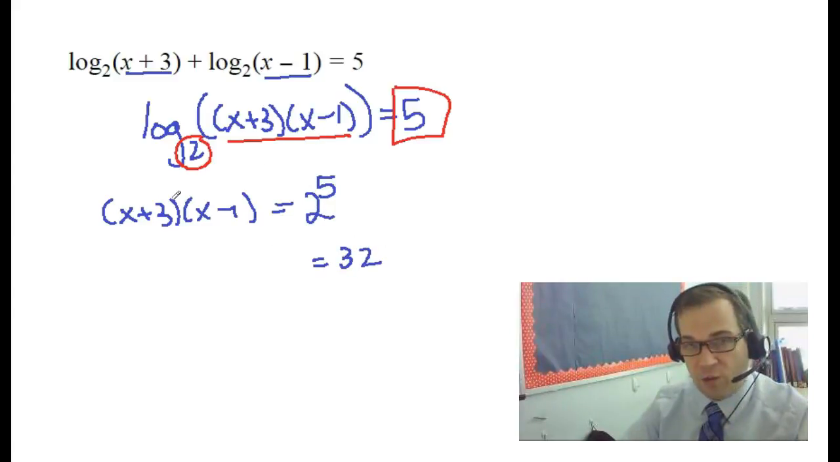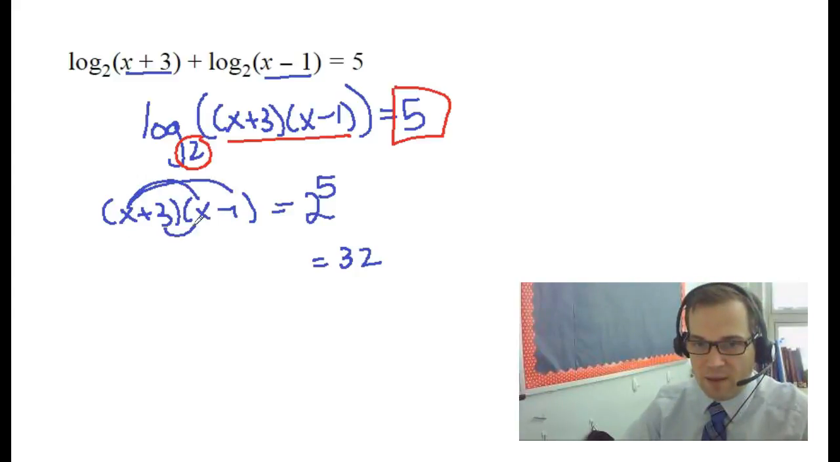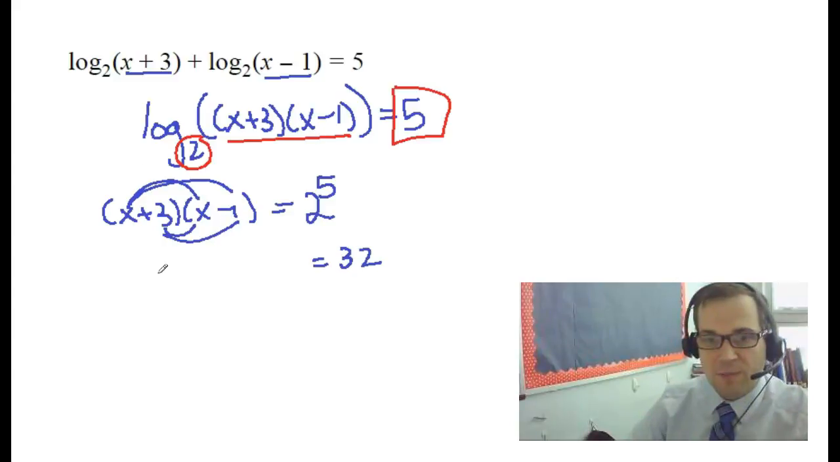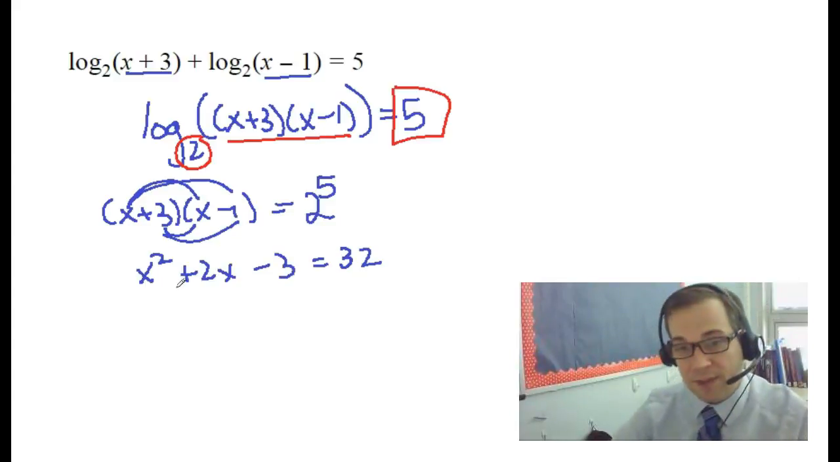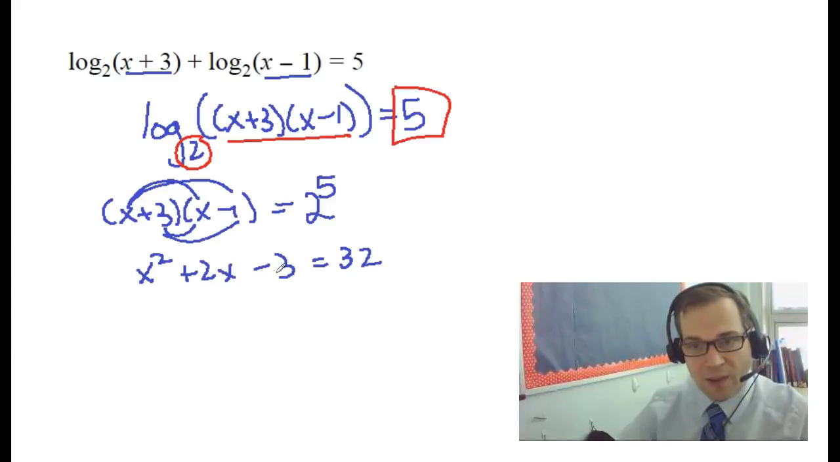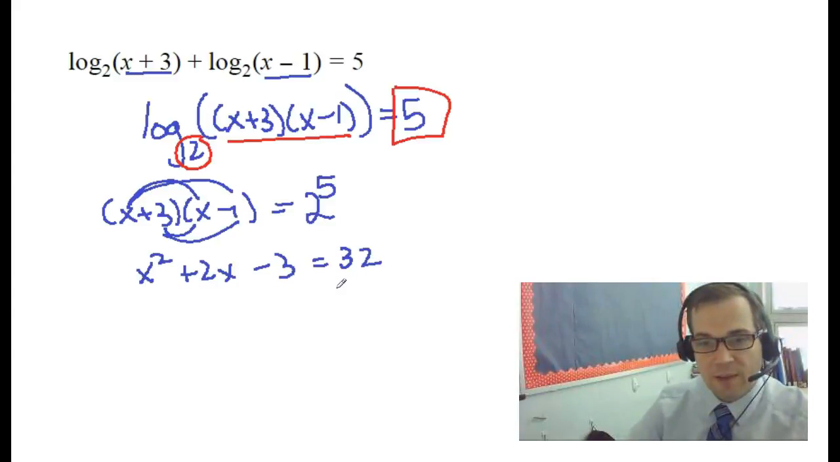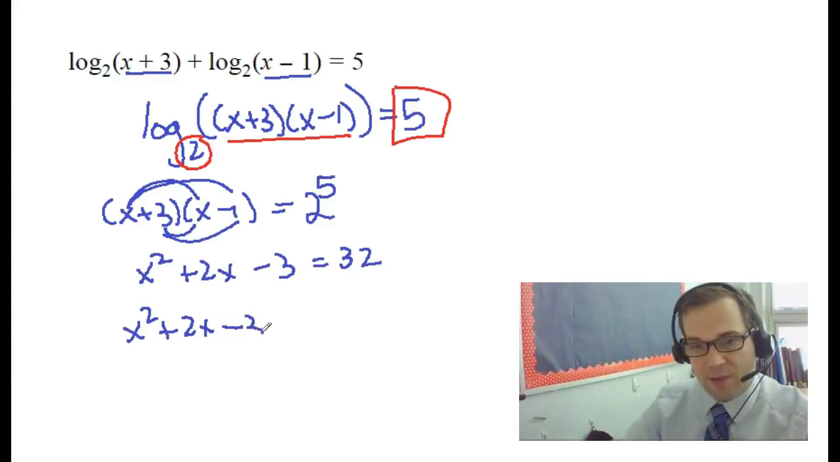If I then use my Algebra 1 skills to FOIL this out, x times negative 1, these together, combining like terms, blah, blah, blah, we should get x squared plus 2x minus 3 equals 32. This is a quadratic, so I will want one side to equal 0. I'll subtract 32 from both sides. When I do that, I'll get x squared plus 2x, negative 3, take away 32 is negative 35, will equal 0. And now I can do my factoring thing.